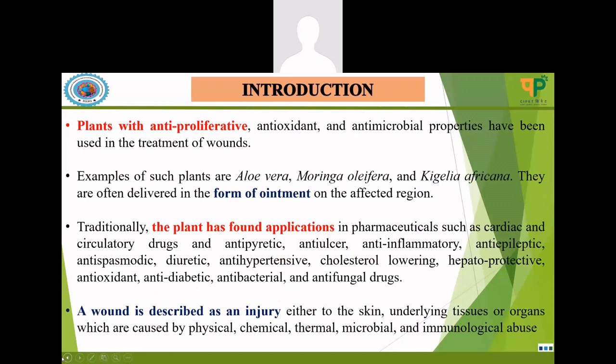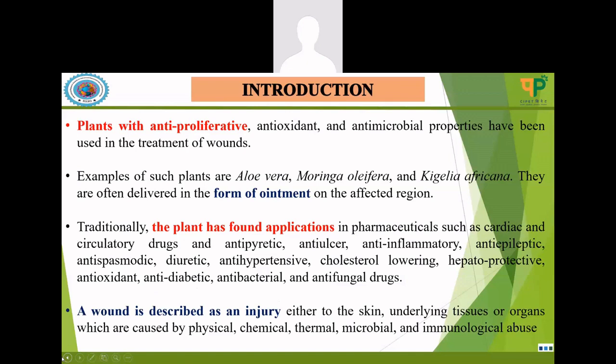So, I can say that plants with antioxidant and antimicrobial properties have been used in the treatment of wounds. Examples of such plants are aloe vera, moringa oleifera, and ficus religiosa, and they are often delivered in the form of ointment on the affected region. Traditionally, plants have found application in pharmaceuticals such as cardiac drugs, antibiotics, anti-inflammatory, antiseptic, cholesterol lowering, antioxidant, anti-diabetic, antibacterial, and antifungal drugs.